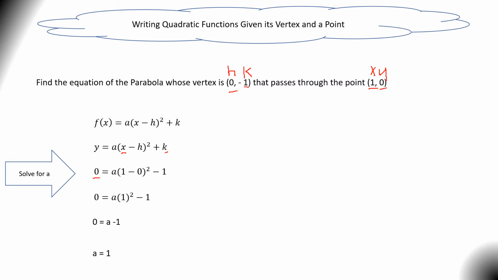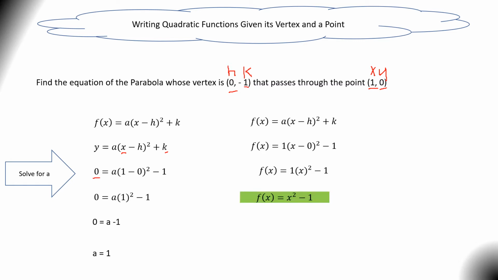Then solve for the quadratic functions. F of x is equal to a times the square of x minus h, plus k. Ayan po siya. Substitute na lang natin yung value ng a saka yung vertex h, k. Then f of x is equal to 1 times the quantity of x squared minus 1, then x squared minus 1. F of x is equal to x squared minus 1. Ito na po yung ating quadratic functions.